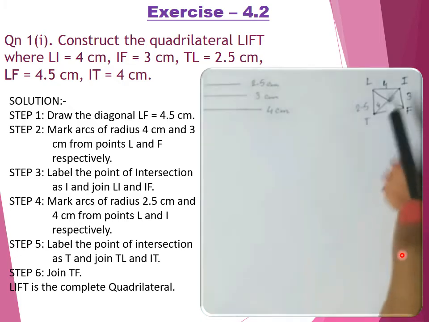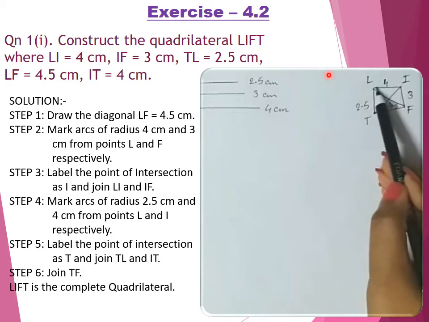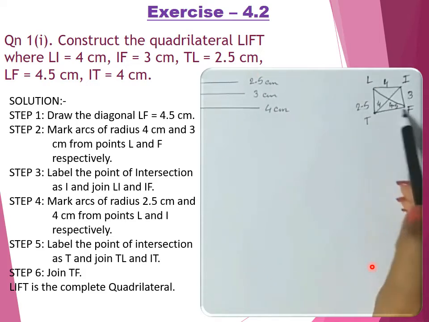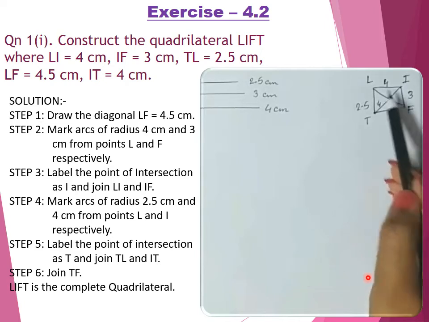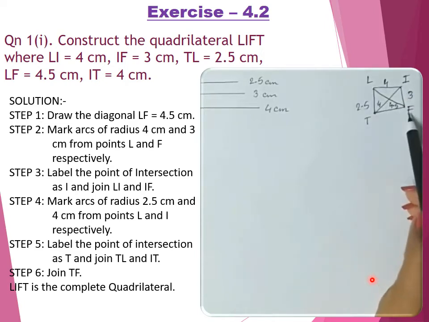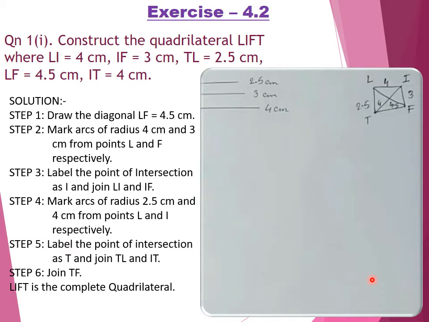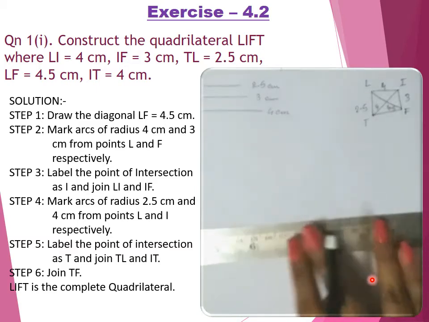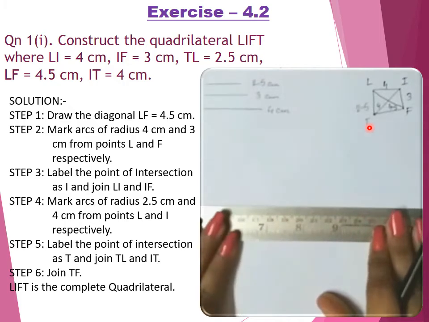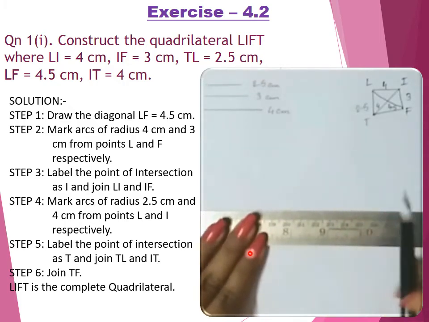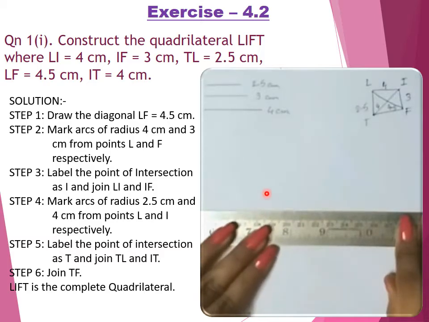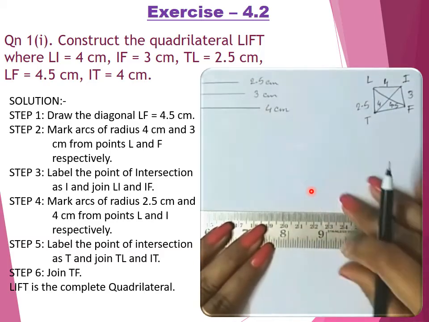What we can see here is the triangle LIF has all the sides provided. That means LF, LI and IF, all three of them have their lengths given in the question. So we will try to construct that triangle first. So let us take the length of LF, that is 4.5 centimeters.